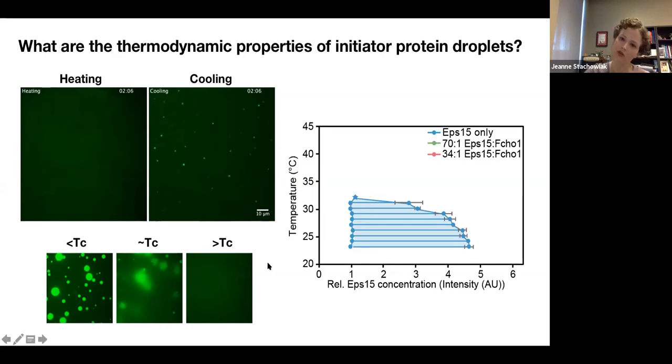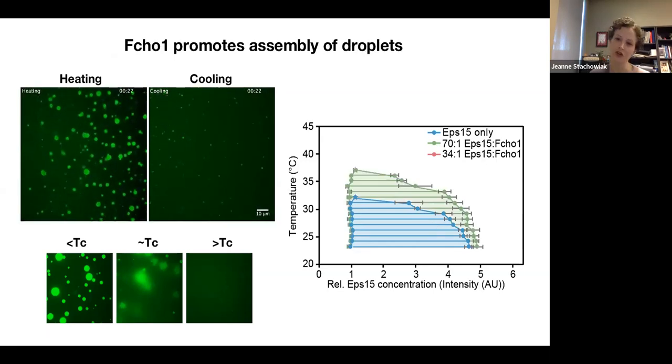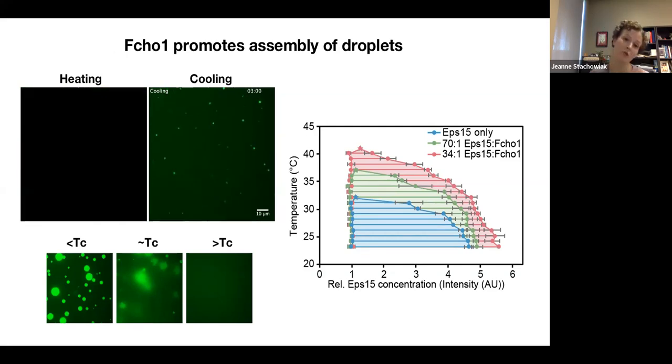So remember I told you that EPS15 has an ability to make a multivalent network all on its own. And indeed, if you cool EPS15 sufficiently, so here we're below physiological temperature, you can get EPS15 to form droplets. But then if you add a bit of FCHO, the critical temperature will go up substantially. And the more FCHO you add, the more the critical temperature will go up. So it seems that these two proteins are sort of stabilizing each other in a mutual way, which is sort of in line with what we saw on the membrane surface, that we couldn't see protein aggregation or protein condensates on the membrane surface without having both proteins.